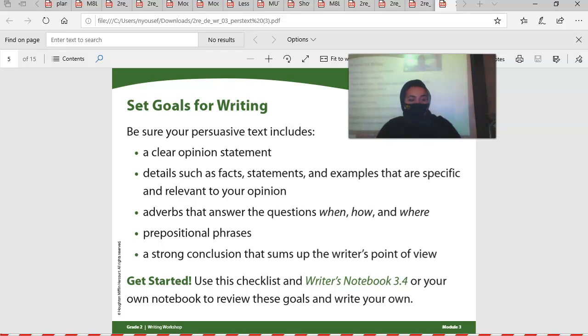There we go. When we set goals for writing, be sure your persuasive text includes. Persuasive means you're convincing somebody. The first thing it includes is a clear opinion statement. It clearly states your opinion. So if your opinion is that Mrs. Yusuf is the best teacher at JMA, you are going to clearly state that. You're going to say Mrs. Yusuf is the best teacher at John Massou Academy, period. I clearly wrote that. Okay?